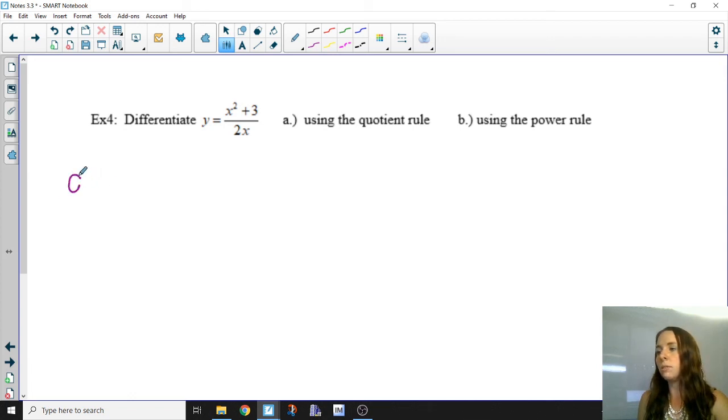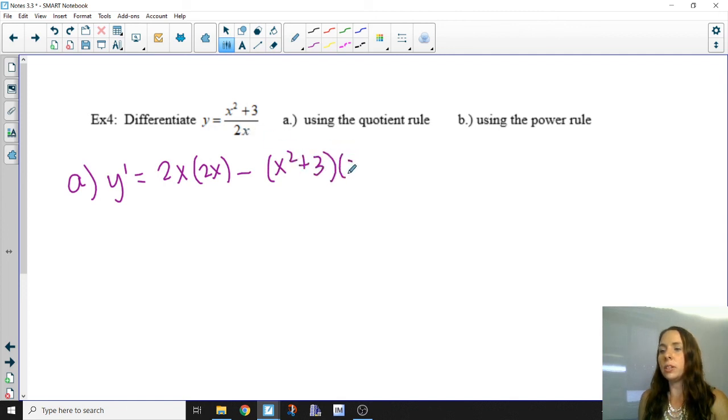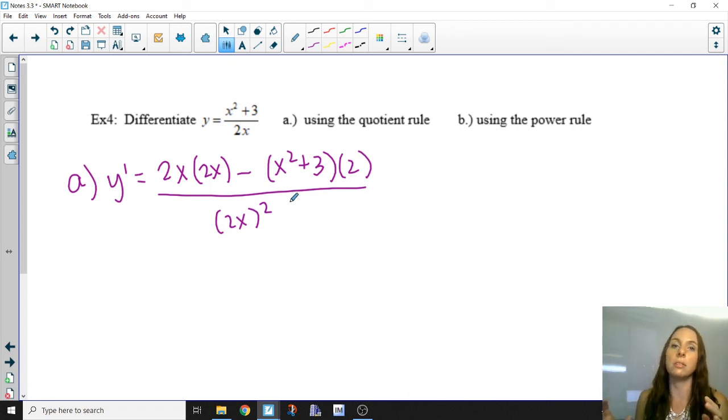What I want us to do here first in part A is just let's do a y prime using low d high minus high d low all over a low low. Ready? Low d high is also 2x. This is low d high minus high d low is just 2 all over a low low. Be careful, put that 2x in parentheses and square it because that's going to become 4x squared. 2x times 2x is 4x squared, right? So you need those parentheses around the 2x to show that the 2 is also being squared.